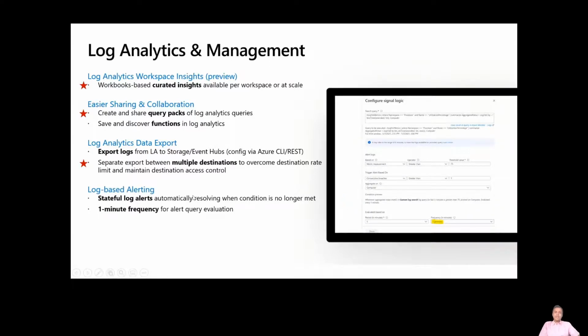Log alerts are now stateful, just like Azure Monitor metric-based alerts. What that means is as long as the alert criteria is active, the alert would only fire once and not create so many notifications, even automatically resolving once the condition has been met. There is also a preview of a new 1-minute frequency alerting criteria. So your alert query can evaluate much faster, helping you get those alerts much faster.